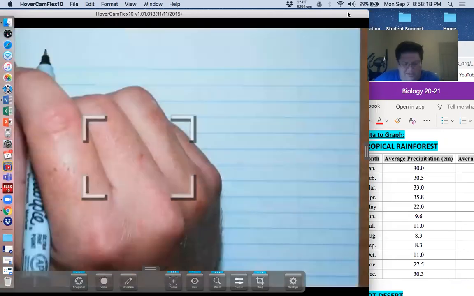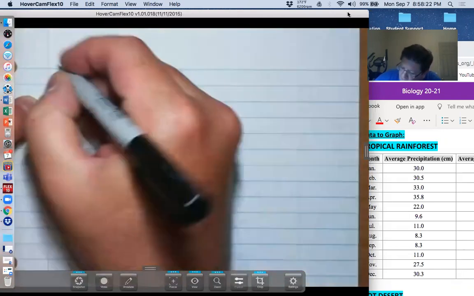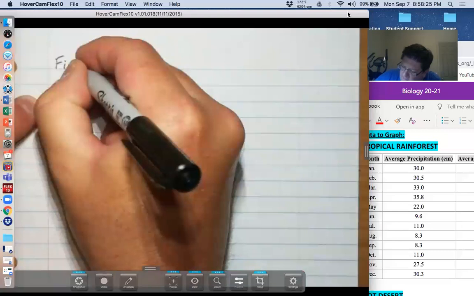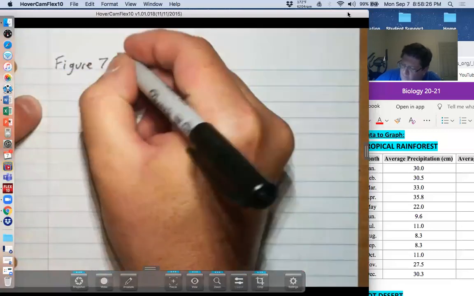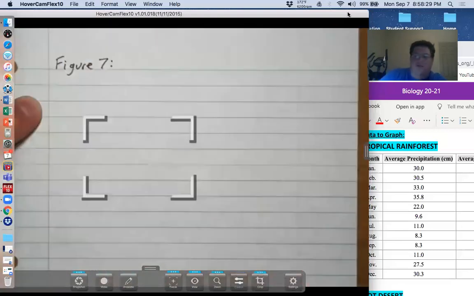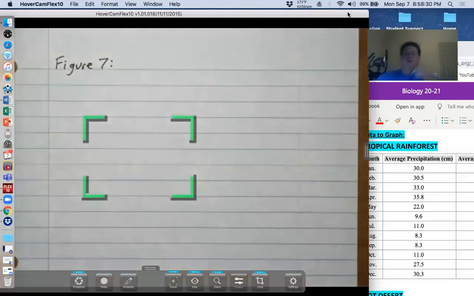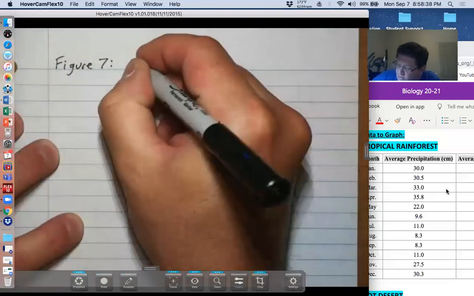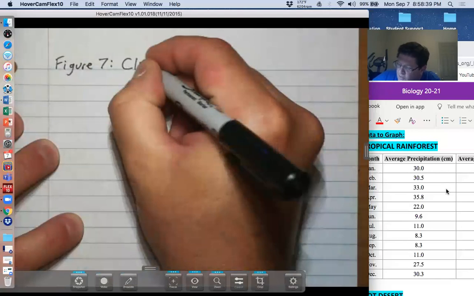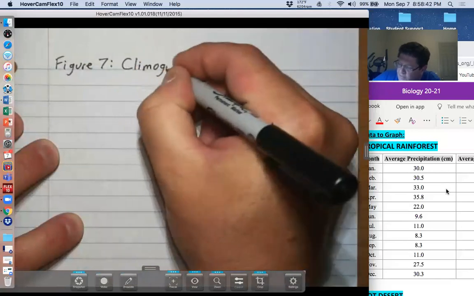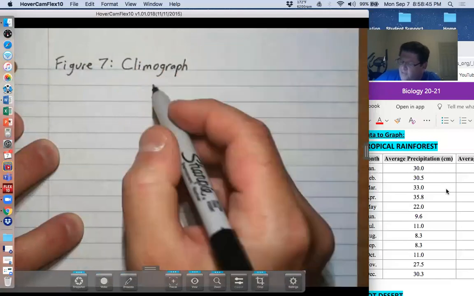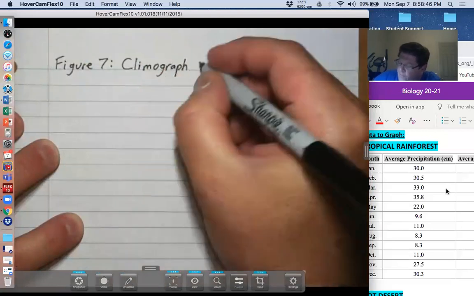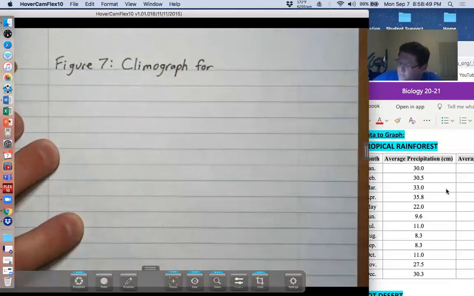Two weeks ago, we did figures 1, 2, and 3. Last week, we did figures 4, 5, and 6. So I guess we'll just start with figure 7. And then what are we graphing? We are graphing both precipitation and temperature, which is called a climograph. So you don't have to say precipitation and temperature, although you wouldn't be wrong if you did. But if you say this is a climograph, which means graph of the climate, for what are we doing? The tropical rainforest.